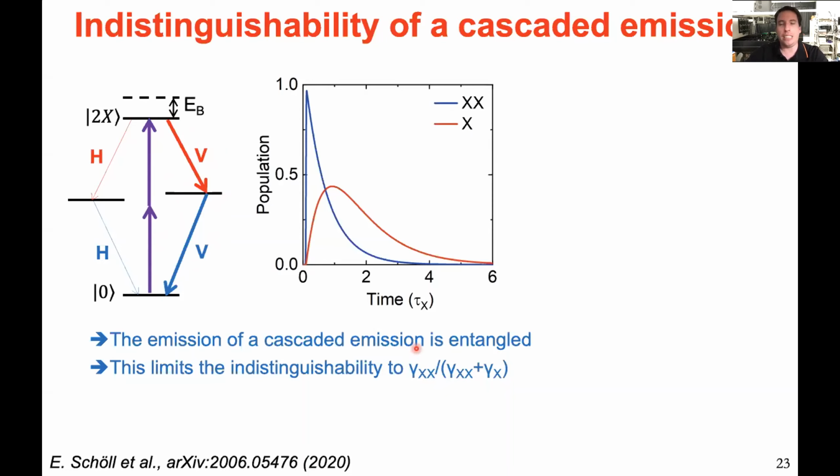And for quantum dots in the absence of photonic nanostructures, typically gamma xx is twice as large as gamma x. So the value that a quantum dot in a bulk environment should show is approximately 66% indistinguishability.